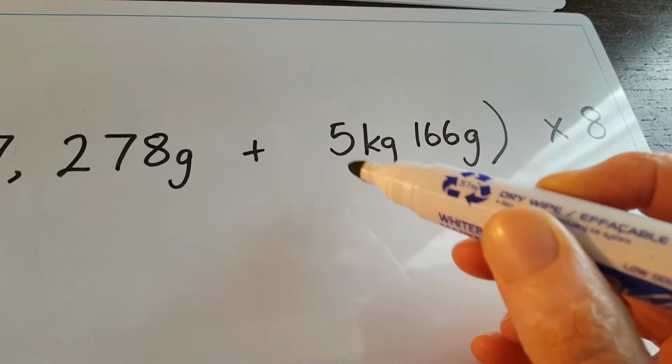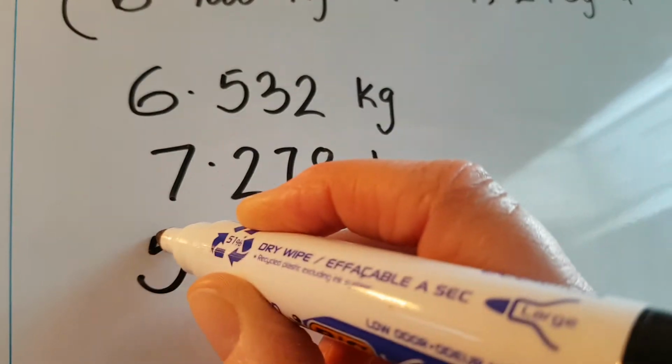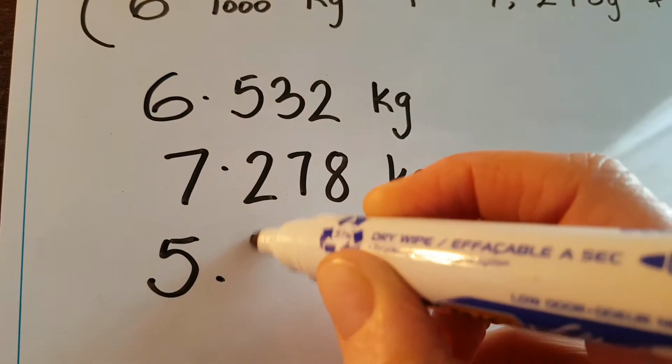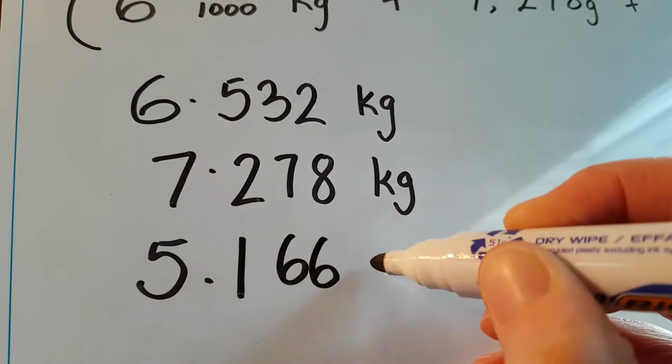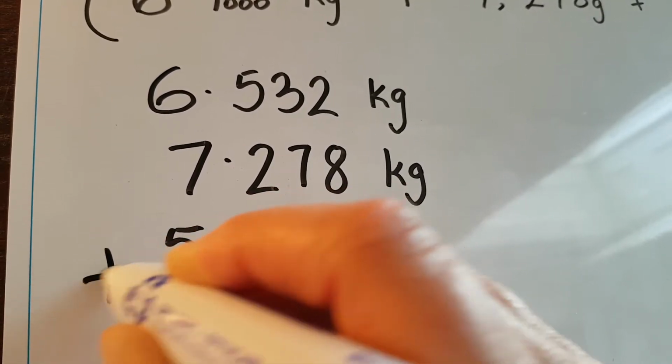And this one over here is going to be 5. There's my 5 kilograms, 0.166. So now they're all kilograms with a decimal. Now they're easier to add.